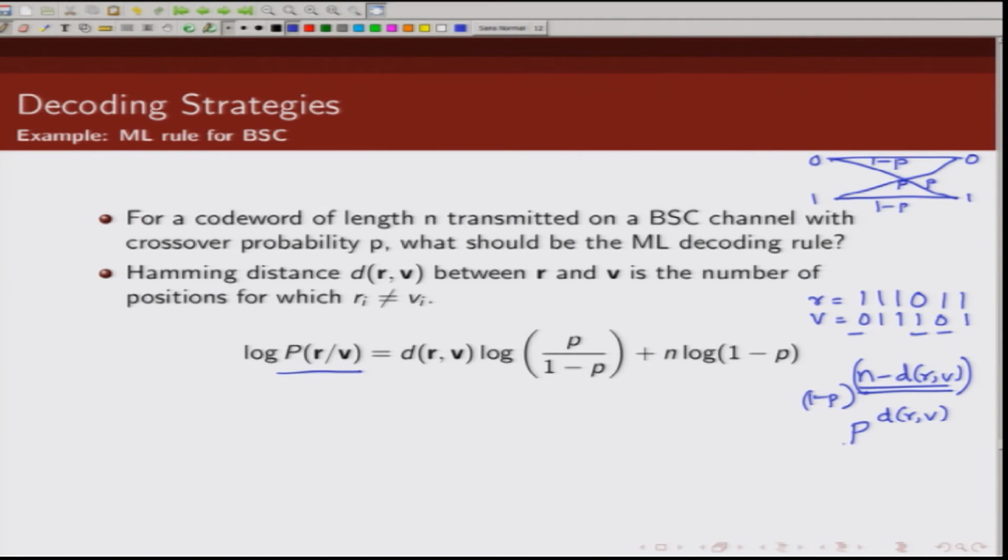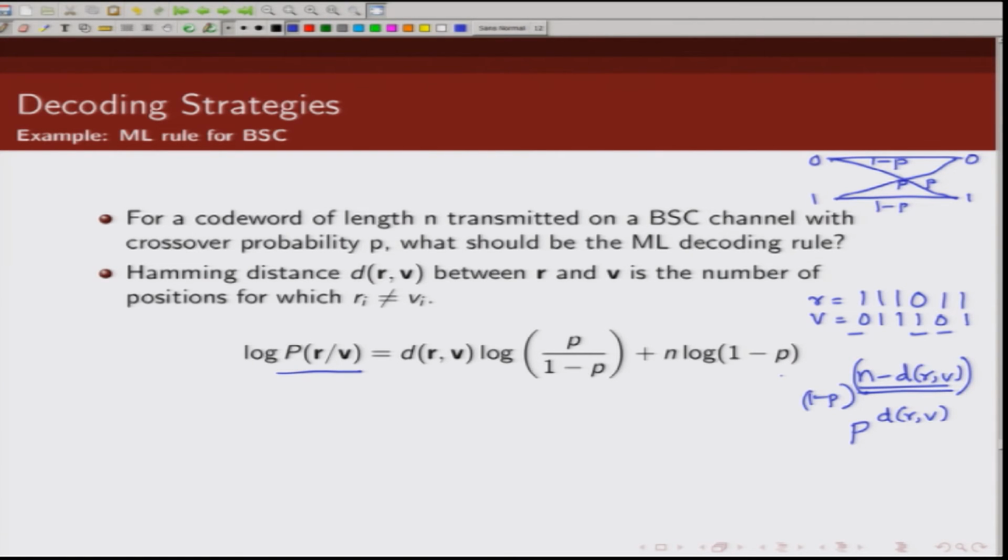Now, we take the terms containing d of R and V out. So, what we will get is d of R and V times log of p by 1 minus p, plus n times log of 1 minus p.